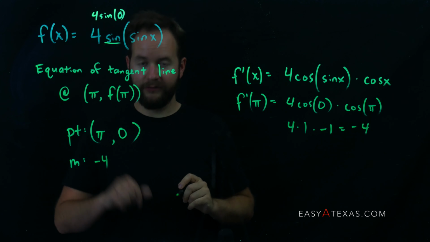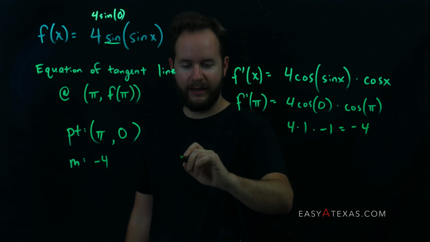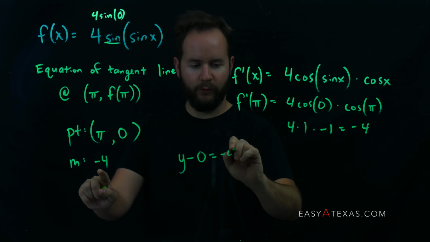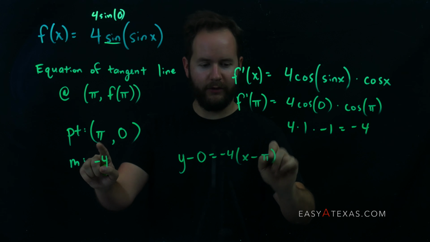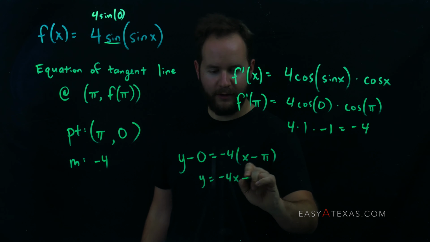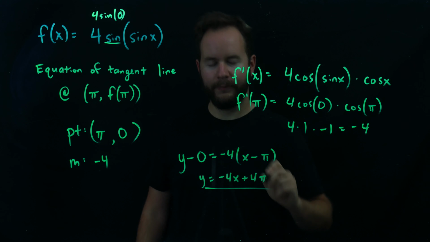Now that I have a point and a slope, I can just use the point-slope form of a line to make it. y minus 0 equals slope, which is negative 4, times x minus pi. You can leave this as it is. We're cleaning it up just a little bit to say y equals negative 4x plus 4 pi, and that is your final answer.